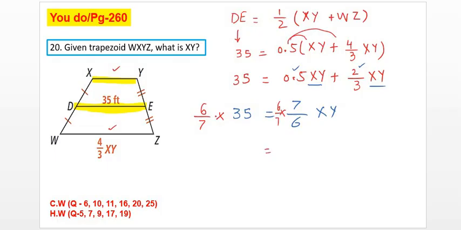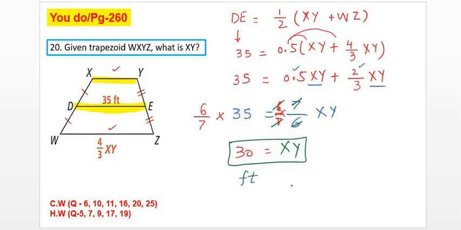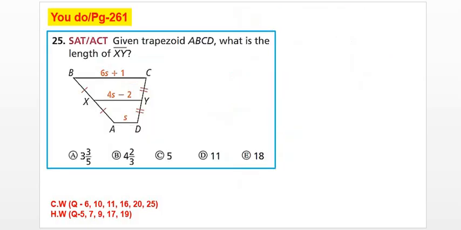Now what will happen? This one will give you 30, and here 6 over 7 times 7 over 6, they will cancel each other. 7 will cancel 7, 6 will cancel 6, so you will be left with xy. So we got the value of xy, that is 30 feet. Hope it's clear for you.